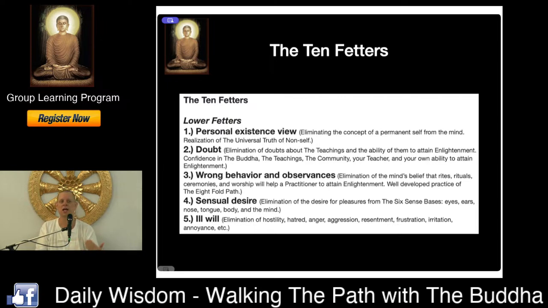He's not telling you or dictating to you what you should do. He's helping you to understand the natural law of karma, of cause and effect, or action and result, that when you make unwise decisions, it's going to produce unwholesome results. But when you make wise decisions, it's going to produce wholesome results for you.